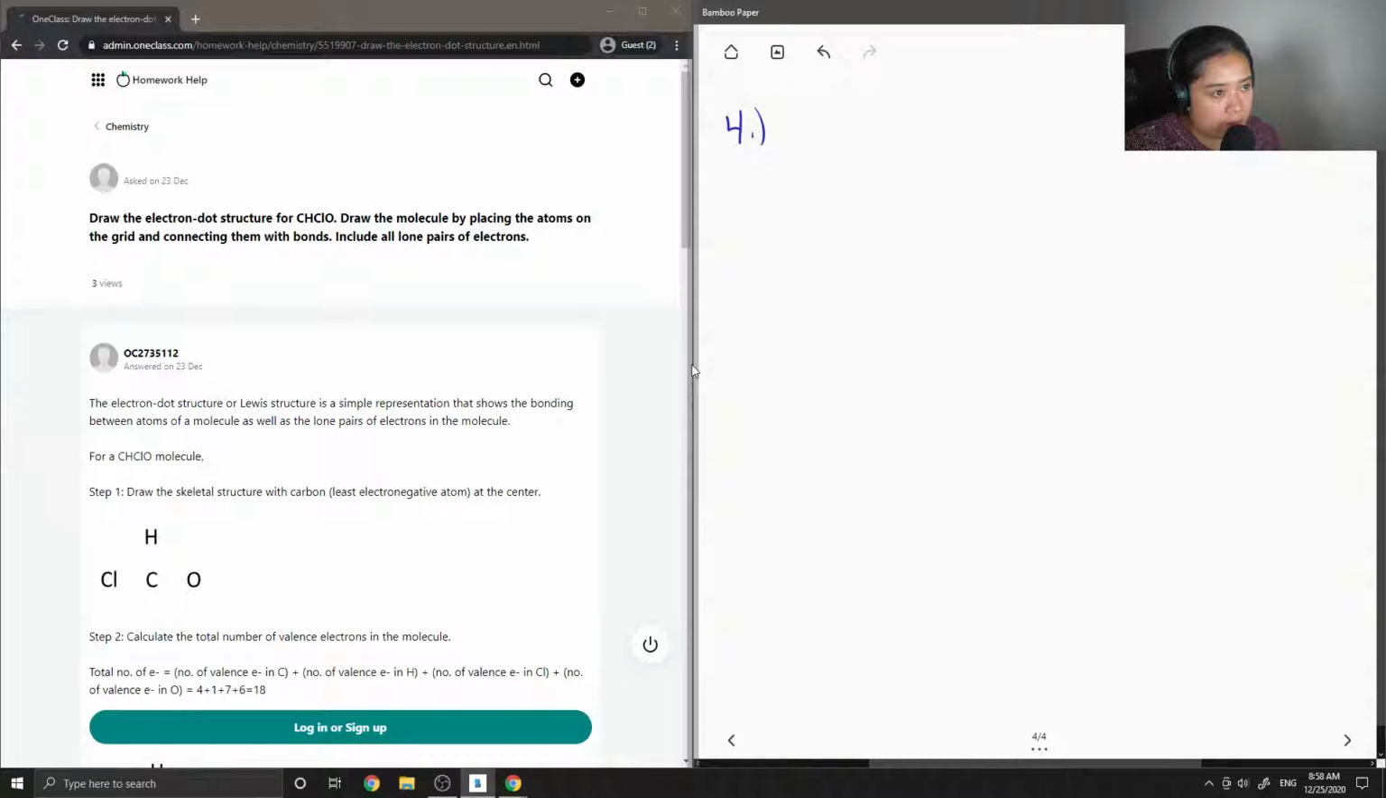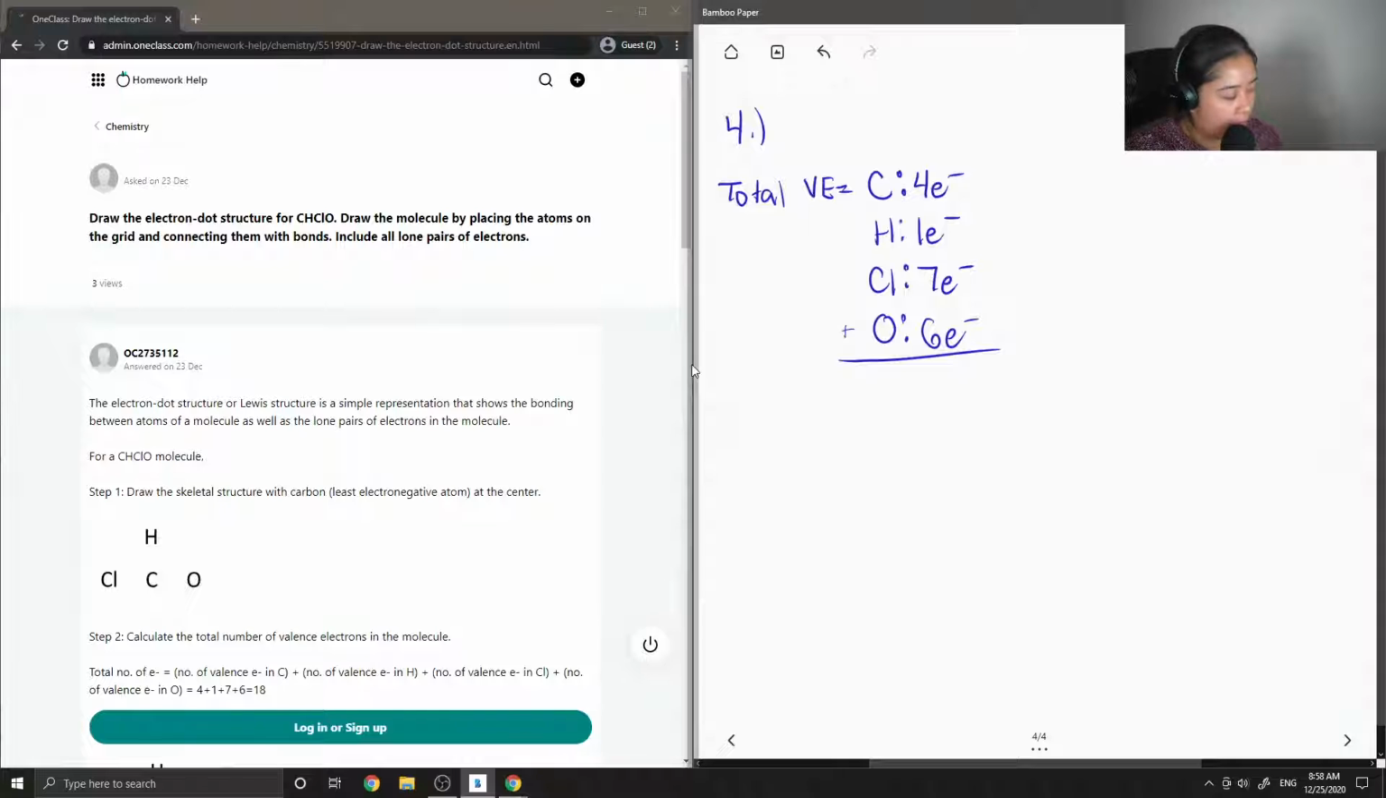Okay, so to answer this question, when we write the electron dot structure, we first want to find out the total number of valence electrons. So in the molecule, we have a carbon, which has 4 valence electrons, hydrogen, which has 1, chlorine, which has 7, and oxygen, which has 6. So if we add all of these up, we have a total of 18 valence electrons.